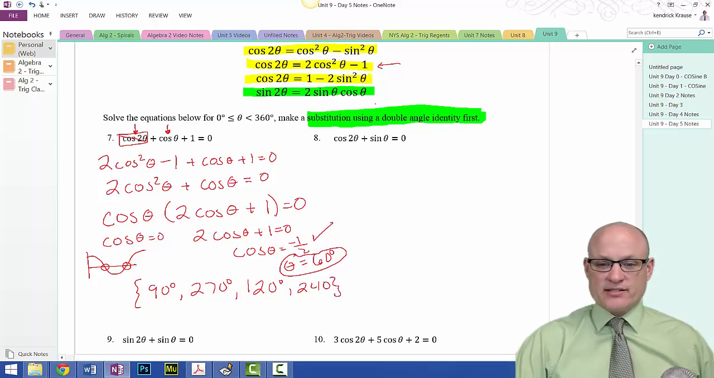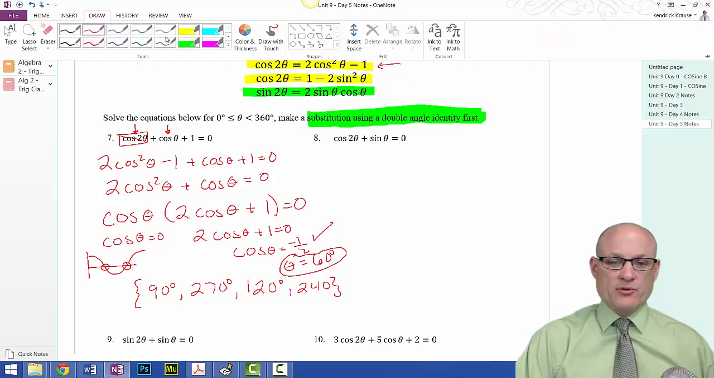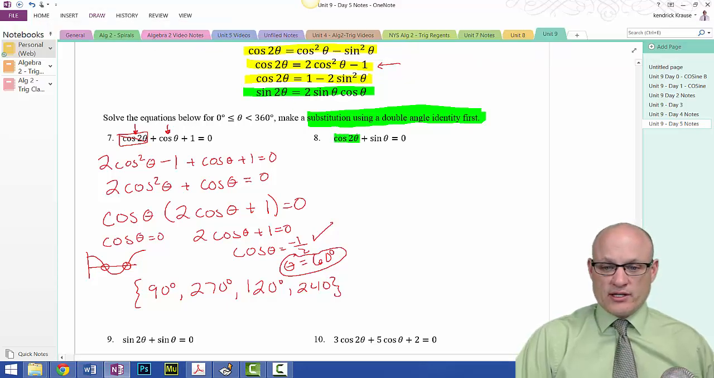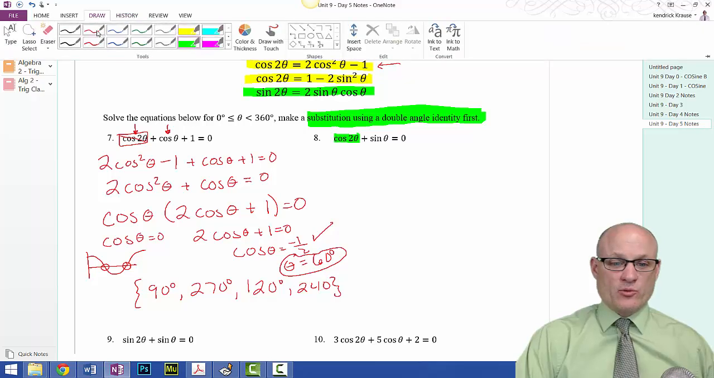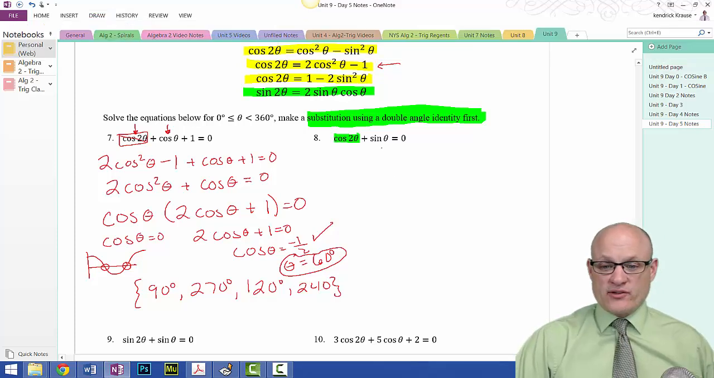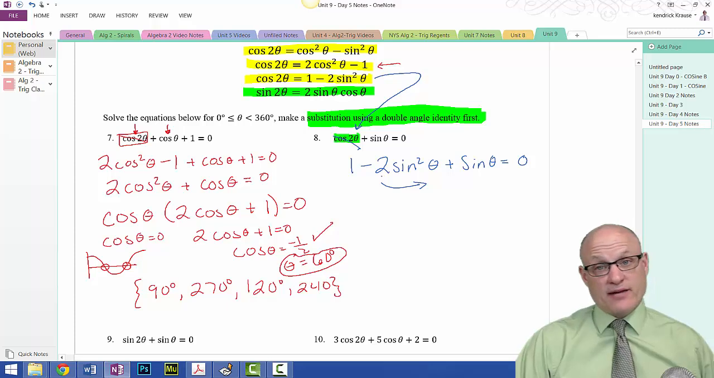Okay, so in this case, I'm going to replace cosine 2 theta. I want to replace it with something that will help me, since I have a sine already. And I'm thinking, let's replace it with this one. So instead of cosine 2 theta, I'm going to get rid of it and replace it with 1 minus 2 sine squared theta. And then I'll copy everything else down, plus sine theta equals 0. I'm going to move everything to the right side because I don't like having negative sine squareds.